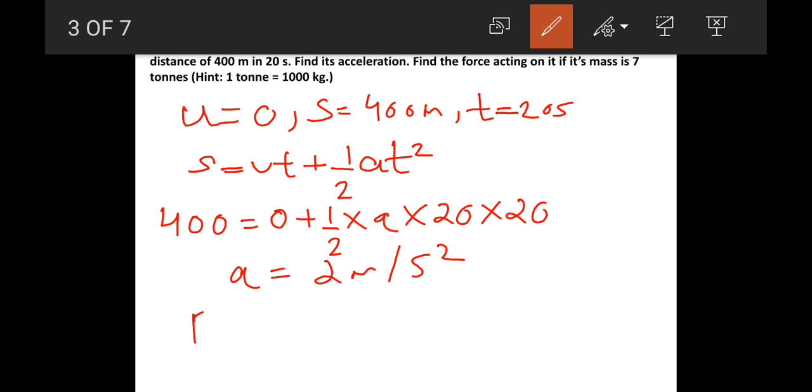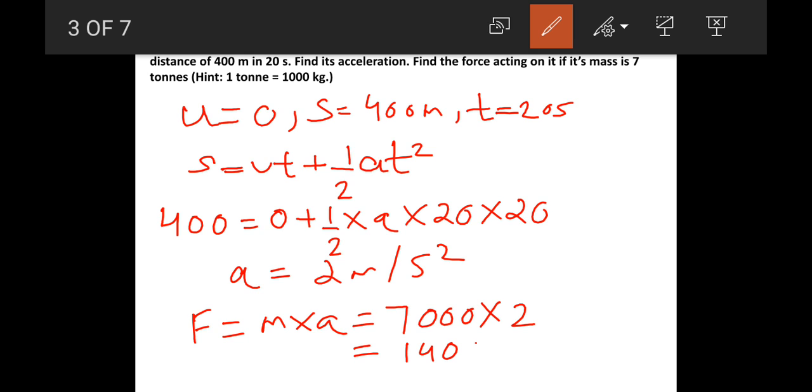And to find force, force is nothing but mass into acceleration. So your mass is 7 tons. That means you have to convert ton into kg. So it becomes 7,000. So 7,000 into 2. So 14,000 Newton is your answer. So you see, extensively we are using this equation of motion. So while doing this chapter's questions, numericals also, you have to remember all equations of motion.